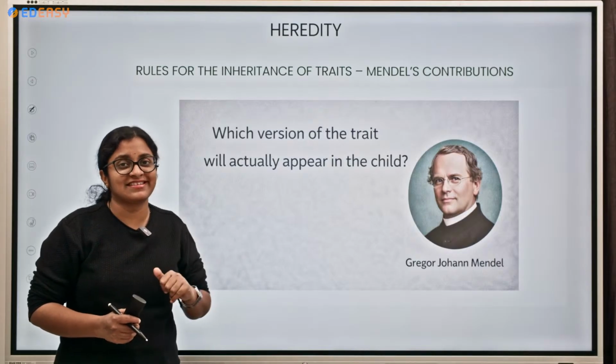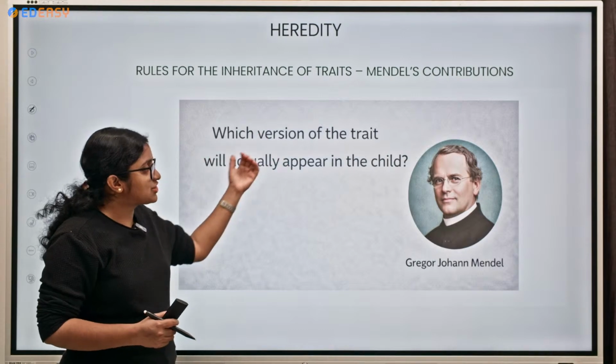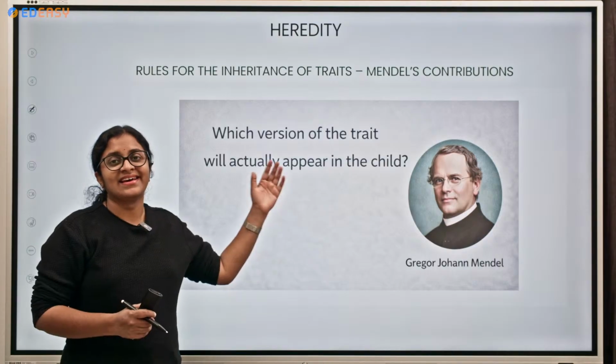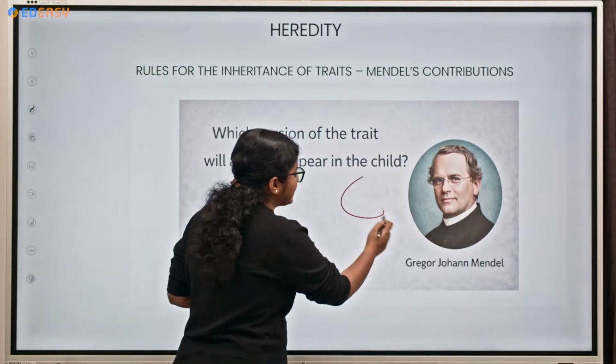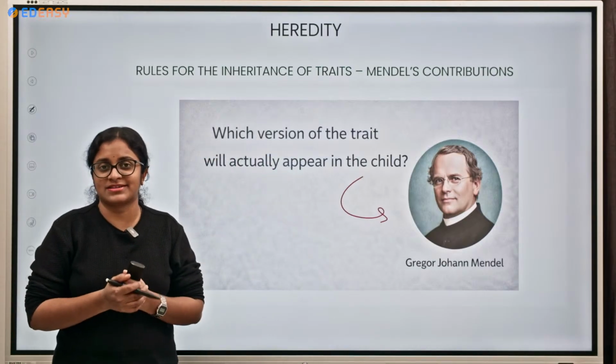But which version? Who should answer the question? Which version of the trait will actually appear in the child? This question was answered by Gregor Johann Mendel, the father of genetics. He conducted a lot of experiments on pea plants.